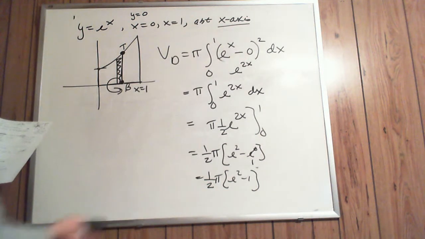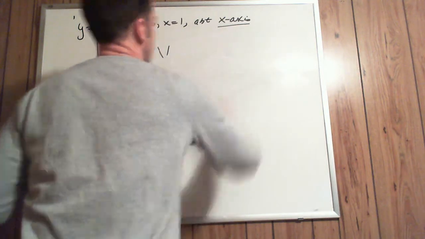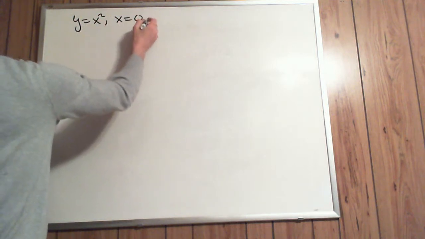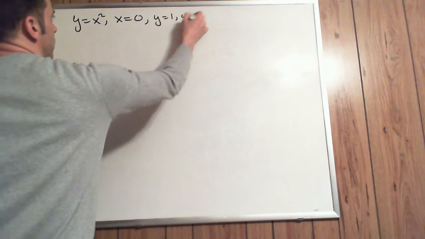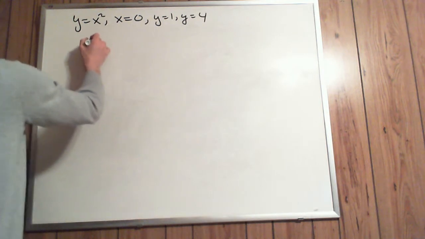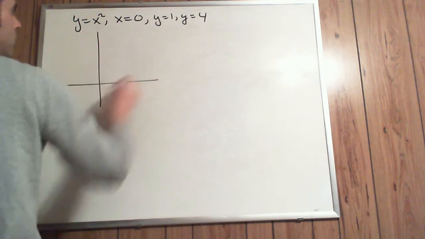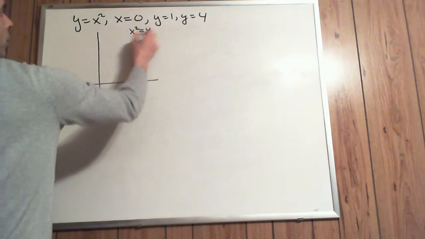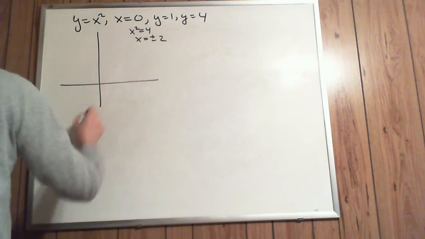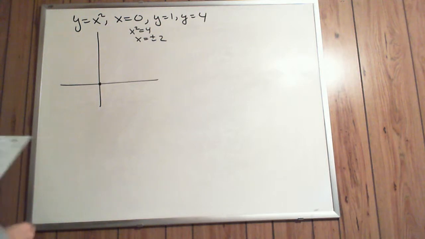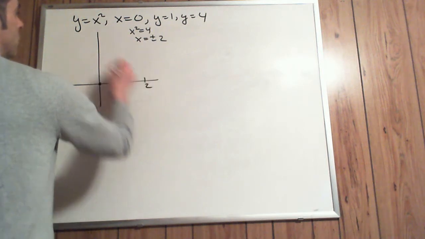by disk. Okay, and one more different example that we haven't had before is suppose we have y equals x squared, x equals 0, y equals 1, and y equals 4. So if you draw this and set this equal, this is y equals x squared equals 4, x equals plus or minus 2. So when x is 0, y is 0. And when x is 2, y is 4.